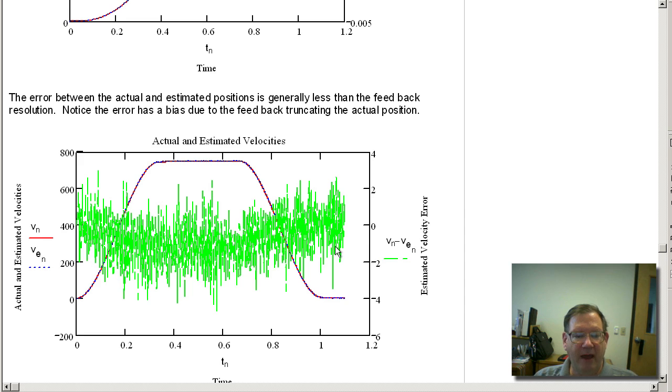Now, here's my error between the actual and estimated velocity. And remember that resolution in this case is 10 millimeters per second. And you can see that my errors between the estimated and actual is much less. And this is much better than what I would get from just taking two positions and then dividing by the time.